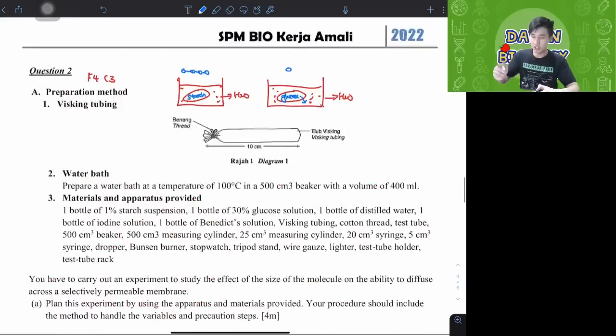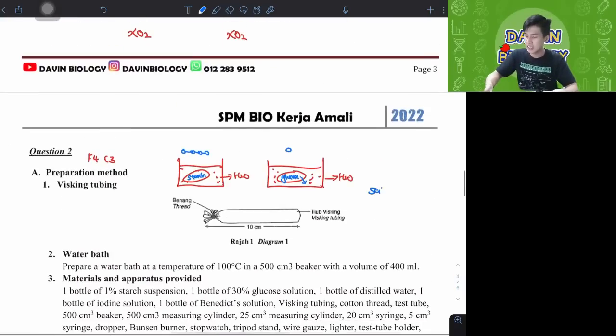Okay, I didn't have the answer here. Okay, I just write here: size of molecule. So your glucosa and kanji. Molecule size. Size of molecule.